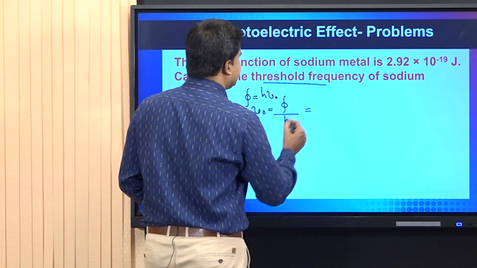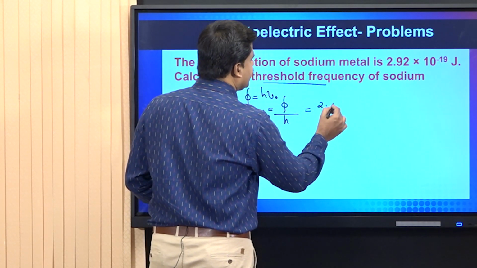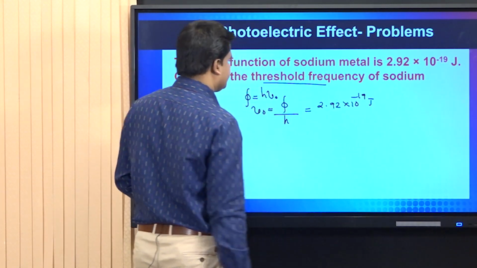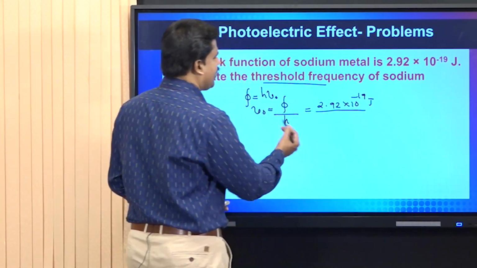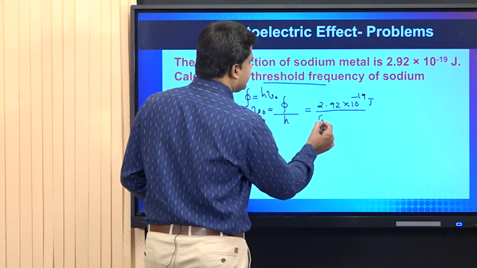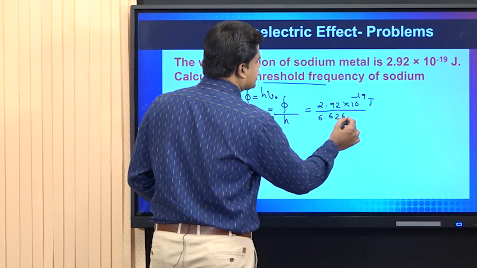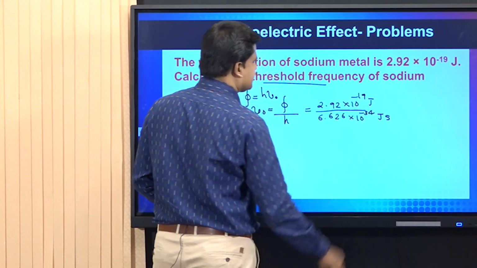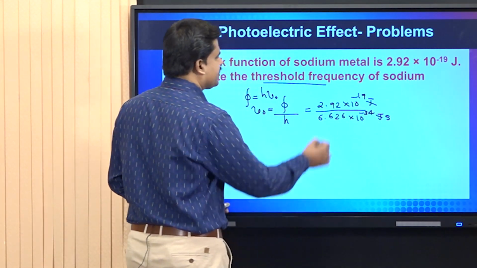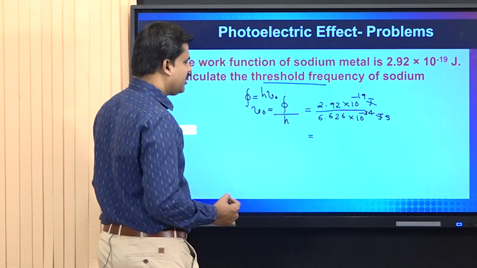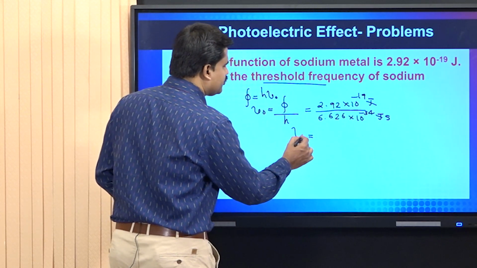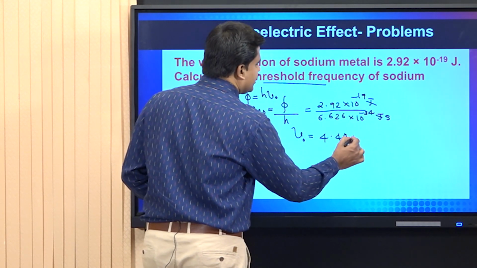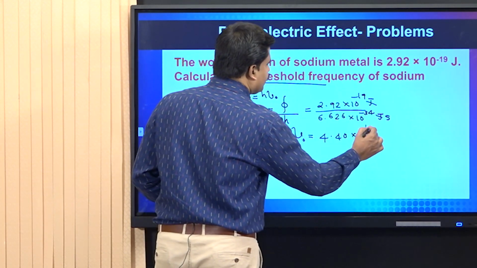That is, phi is given as 2.92 into 10 raised to minus 19 joules. And we know Planck's constant h, its value is 6.626 into 10 raised to minus 34 joule second. The unit joule cancels and we will get the final numerical value of threshold frequency nu 0 as 4.40 into 10 raised to 14.